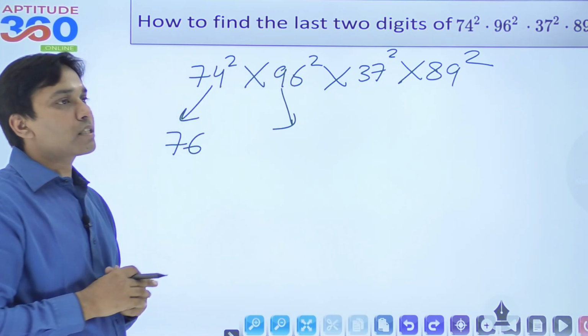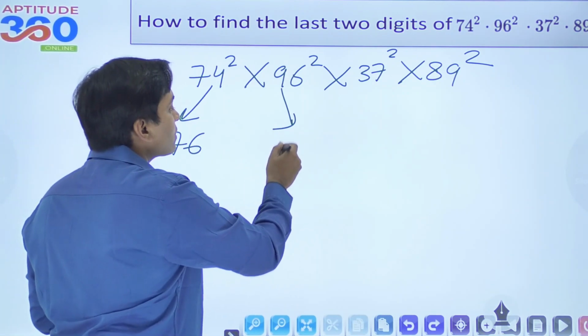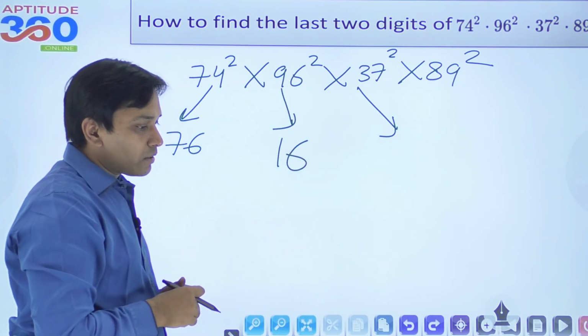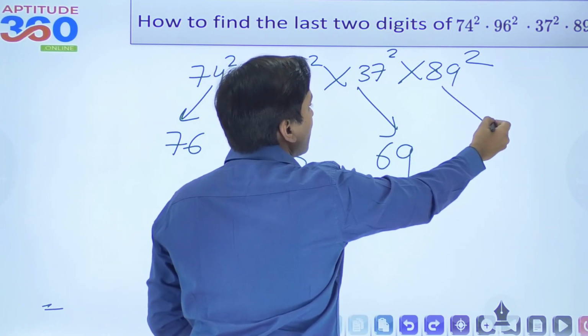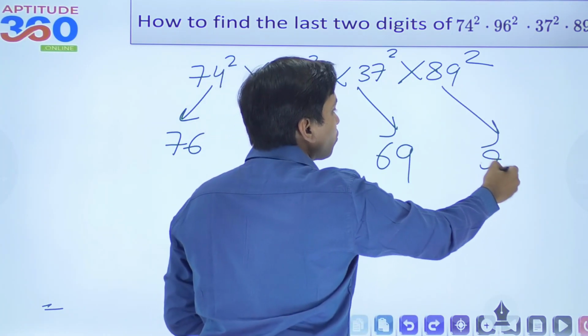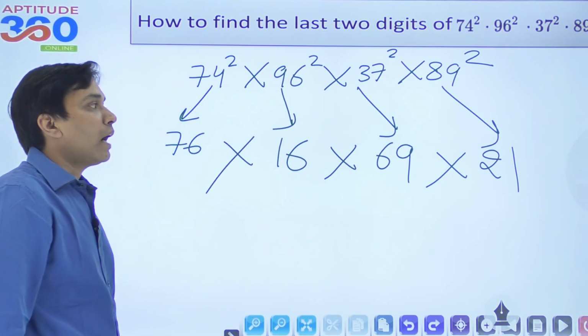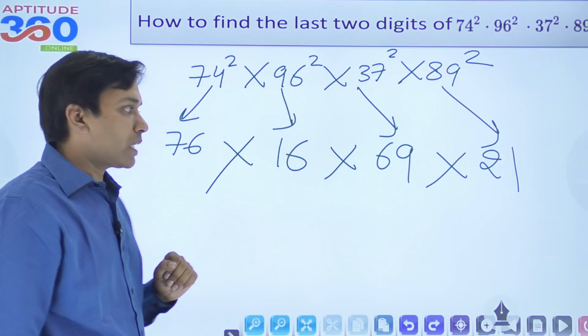In order to find out 96 square, 96 is 4 less than 100. What is 4 square? 16. In this case, it is going to be 37 square is 13. What is 13 square? 169, so 69. In this case, this is 11. 11 square is 121. So this is what I have to do. I need to find out the last 2 digits of this number. I hope you understand this.